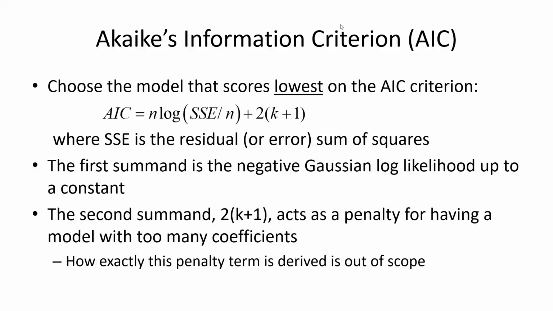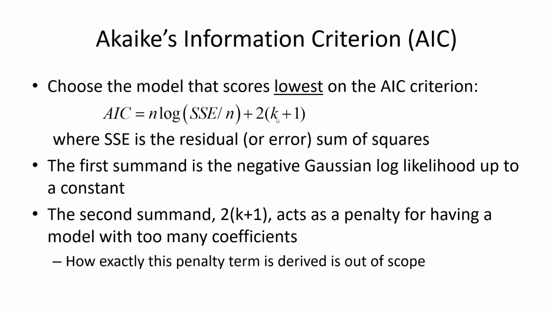All right, so now we are looking at another criterion, the Akaike's information criterion, or AIC. This is the name of a Japanese researcher. So the AIC in model selection suggests to choose the model that scores lowest on this criterion. We have here a part that has something to do with the Gaussian log likelihood, which we'll show in a second. And here we have a penalty.